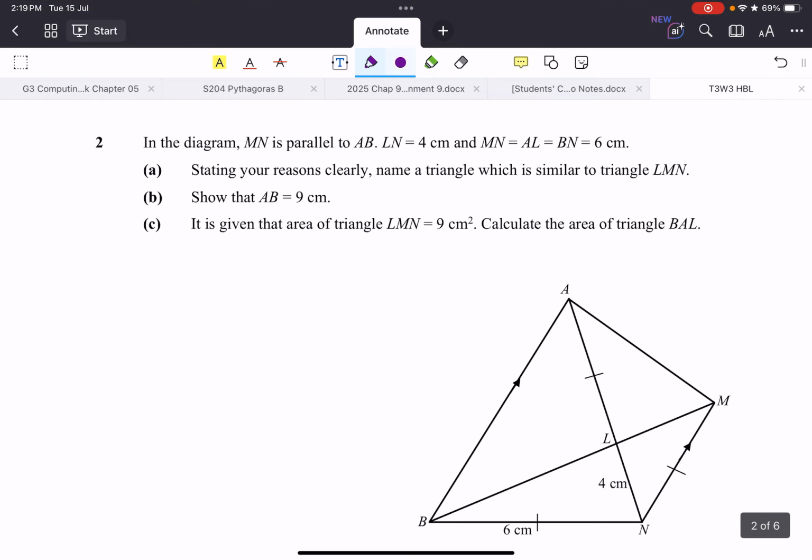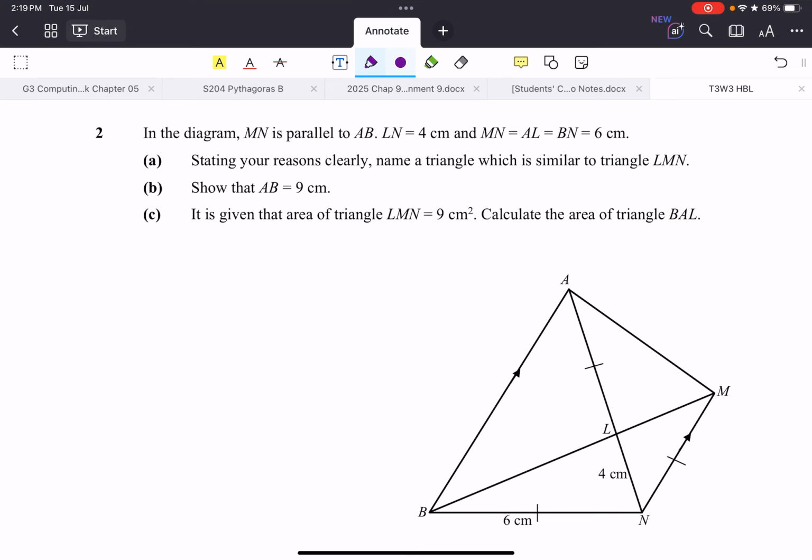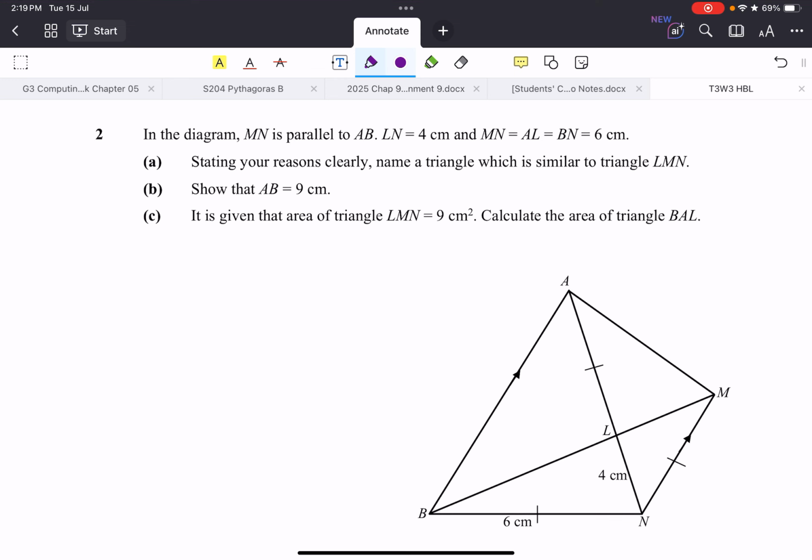Right, in this second question, we have a diagram here, and we are told that there's a parallel line MN and AB, and the dimensions are all there. Stating our reasons clearly, name a triangle which is similar to triangle LMN. So basically we want to prove that there's a pair of similar triangles there, which isn't all too difficult, because this is quite a classic case. And plus there's parallel lines, right?